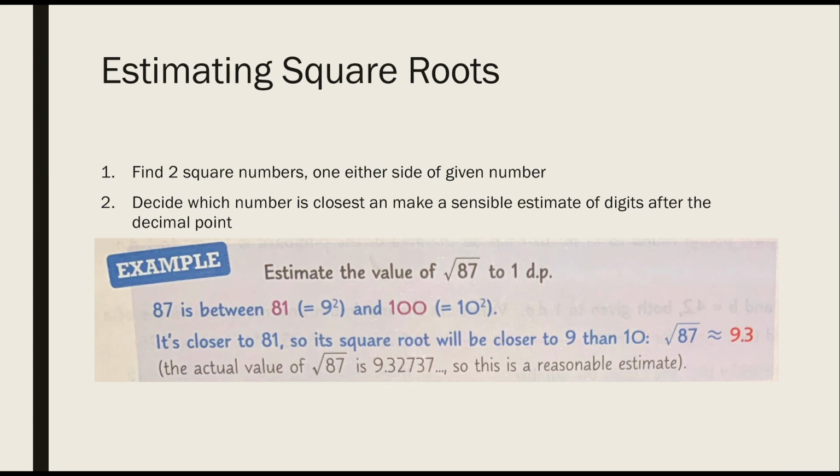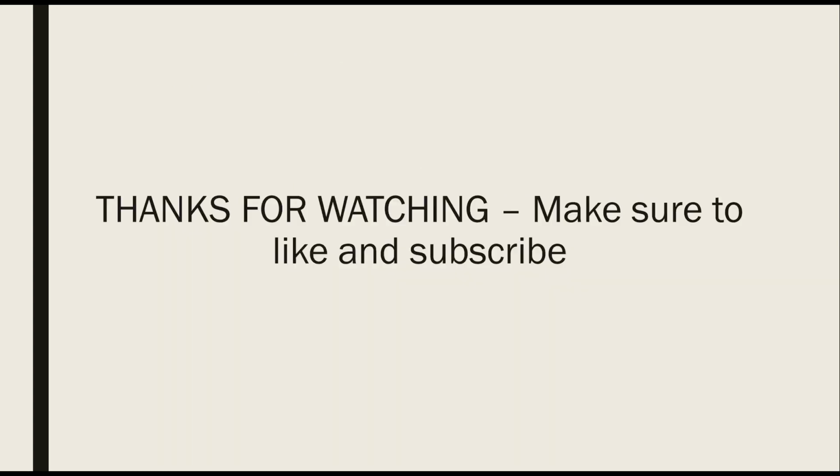Well, the actual value of root 87 is 9.32737, etc. So I'd say this is a reasonable estimate.